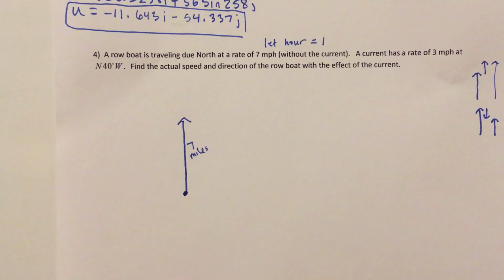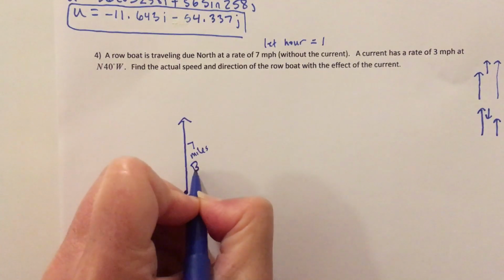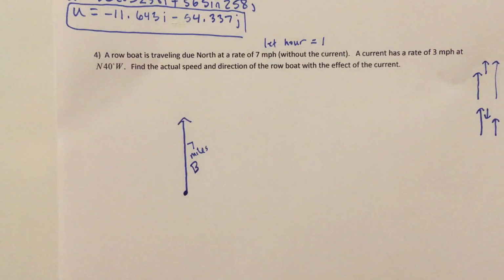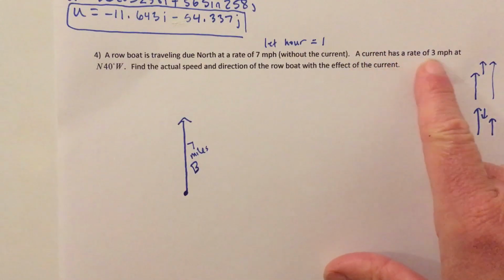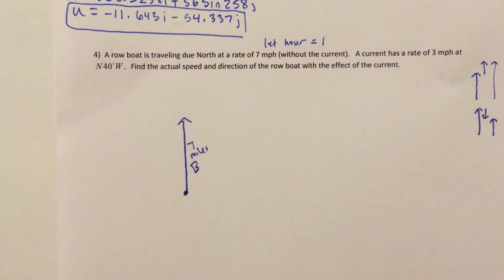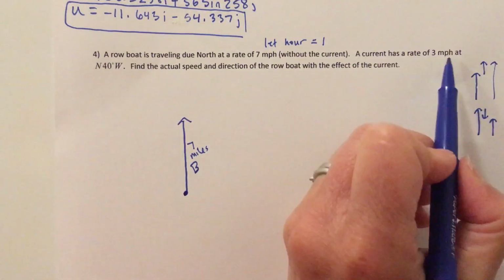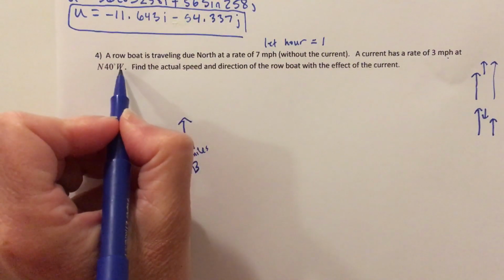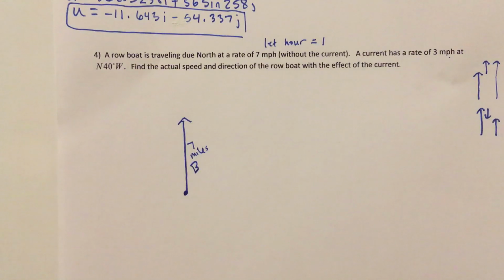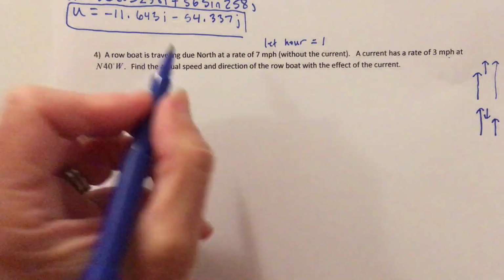So that's what the boat's doing. We're going to call this vector B for boat. This is without current, as if the boat was in completely still water. Then there's a current, and it has a rate of 3 miles an hour at north 40 west. What we're going to do is add the current to the boat to see what the result would be. And this is the tricky part.